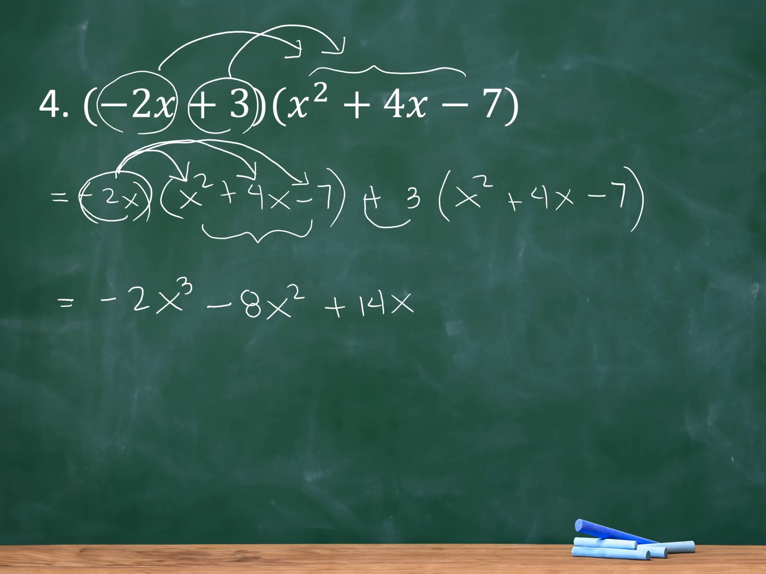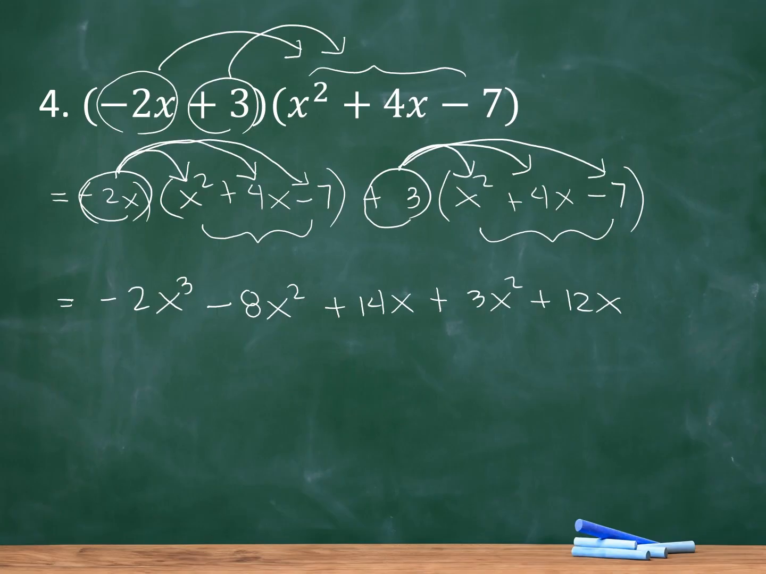So now we will distribute positive 3 to each of the terms here. Positive 3 times x squared will be positive 3x squared. Positive 3 times 4x, it's going to be positive 12x. And then positive 3 times negative 7, it's going to be negative 21.